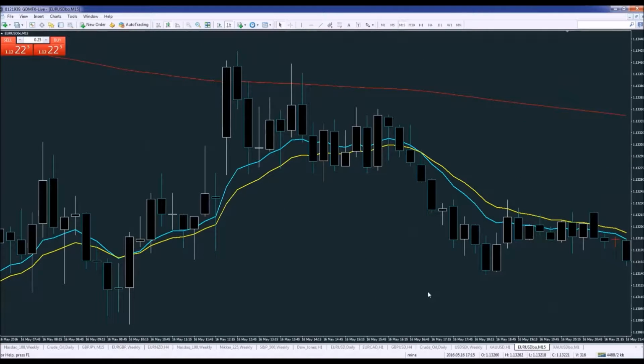But let's take one of these conditions. The idea here is to see how those moving averages are crossing.